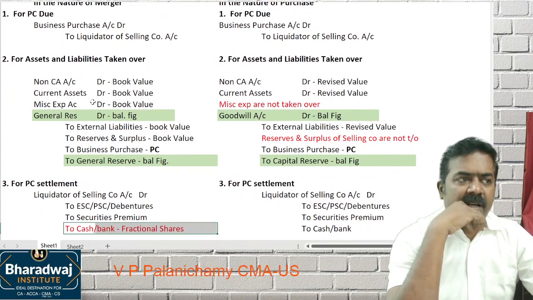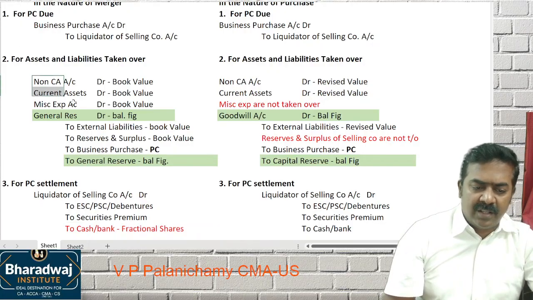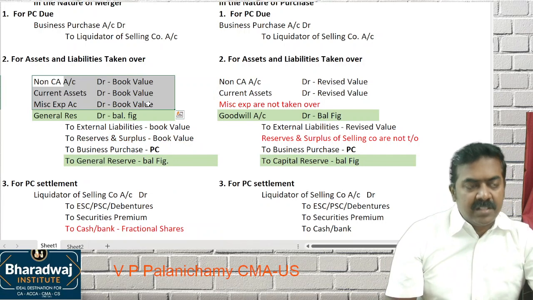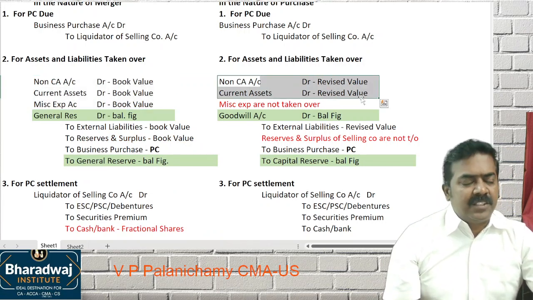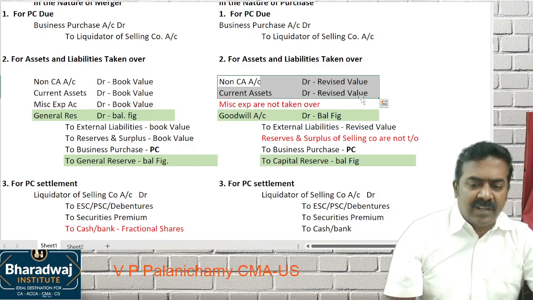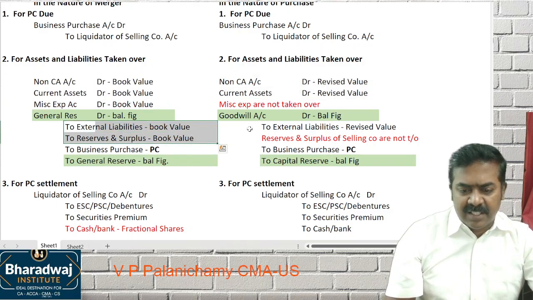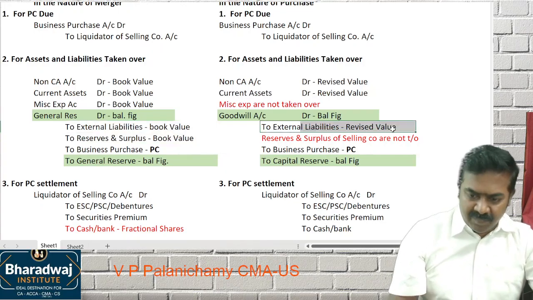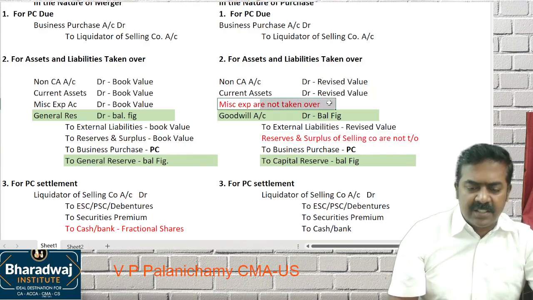Any doubt in it? Because the second entry is what you have to observe a lot. In a merger, everything at book value. In purchase, assets which have some value, that is the revised value, will be taken over. External liabilities only will be taken over at what value? Revised value. In purchase, we will not take over reserves and miscellaneous expenses of which company?